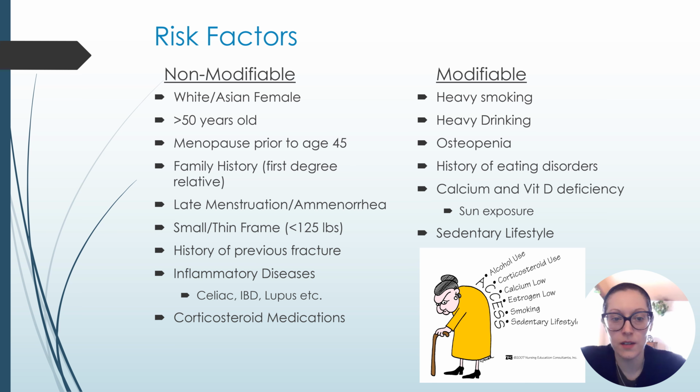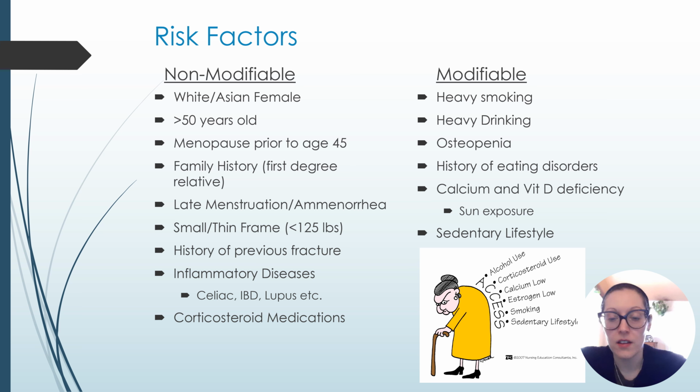If you're over 50, experienced early menopause prior to age 45, have a first-degree relative, mom or dad, with this condition, if you developed your menstrual period late or had the absence of a menstrual period for an extended period of time, that can increase your predisposition.